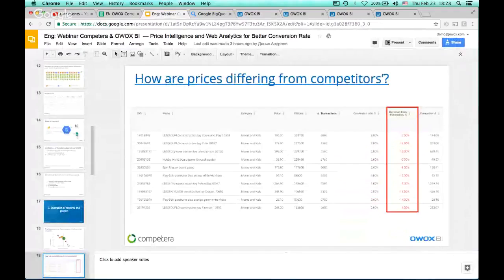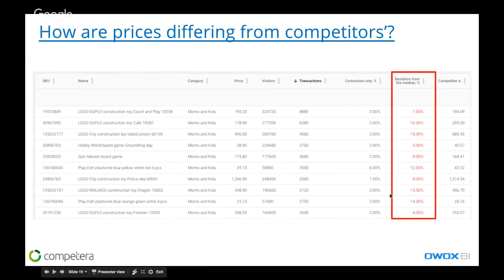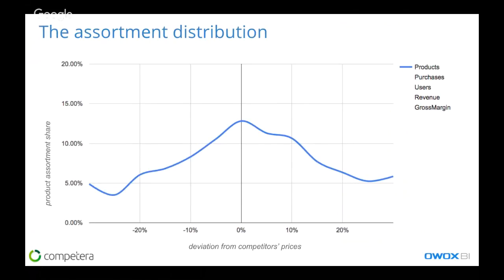Then there are some more interesting questions that we could answer with the data. For example, we want to understand our product assortment distribution by the deviation from competitors' price. As we see on the chart, most of our product assortment is in the market. This is the vertical line, which is 0 when we are in the market, and the rest of our assortment either has a higher price than the market or a lower price.